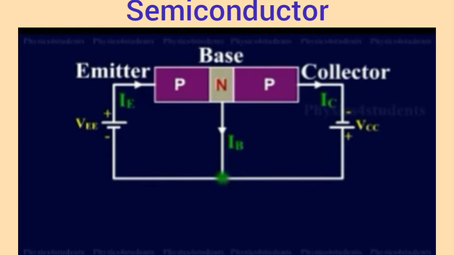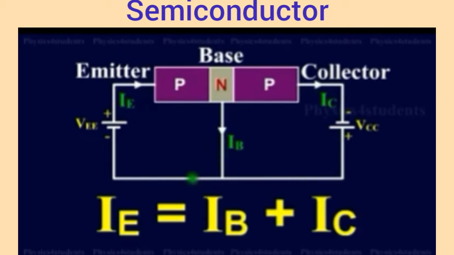Applying Kirchhoff's current law to this circuit, the emitter current is the sum of collector current and base current, that is equal to IB plus IC. This equation is the fundamental relation between the currents in a transistor circuit. This equation is true regardless of transistor type or transistor configuration. The action of NPN transistor is similar to that of PNP transistor.